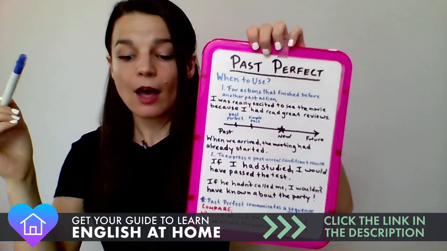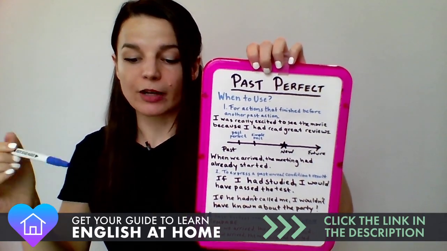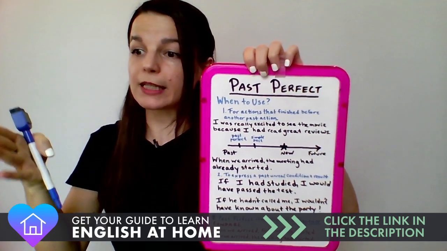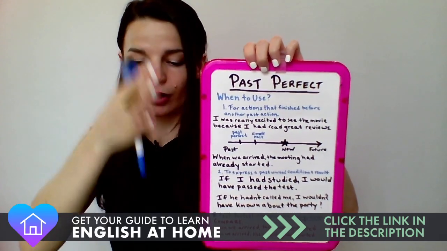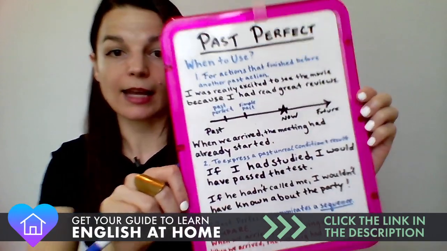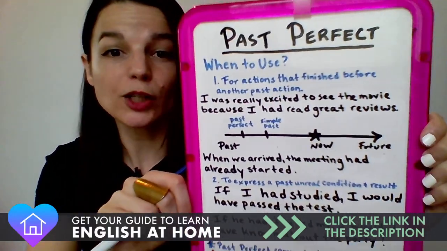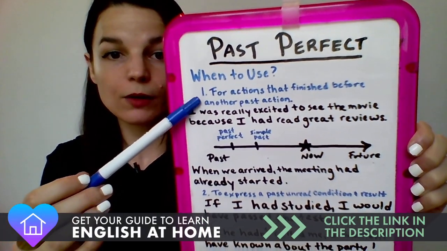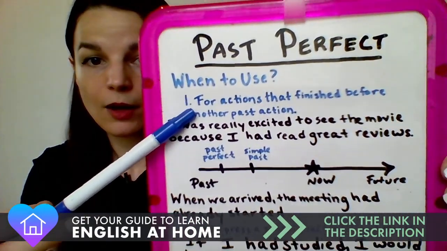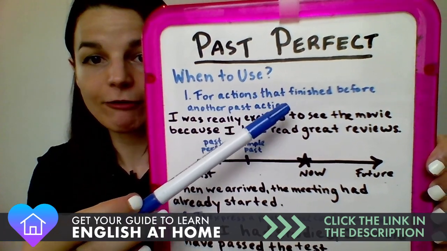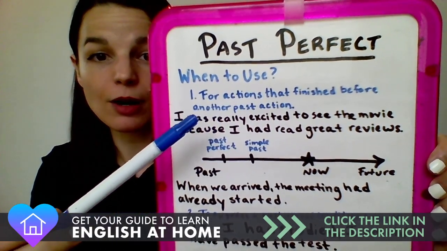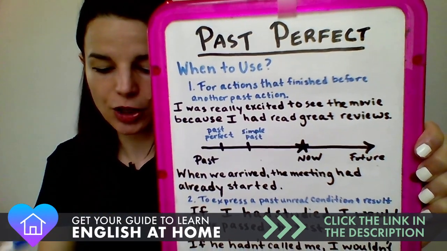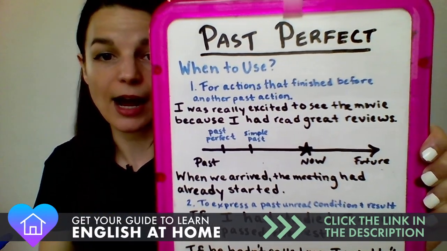So as you'll see, the primary use of past perfect is for showing a sequence of something. So sequence means one action after another. So let's take a look. When do we use past perfect? First, let's look at number 1. We use past perfect for actions that finished before another past action. Actions that finished before another past action.